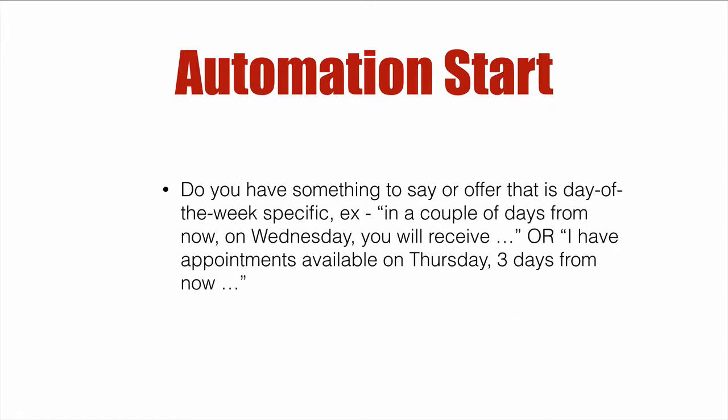Now, what's nice about keying off of a specific time, for instance, day of the week, which is what we're going to do in the automation here, is you can confidently use other time frames in your email. So for instance, if you start on a Monday and the very first email comes out and says, in a couple of days from now on Wednesday, you know that's accurate. Sure, they may not open the email right away, but when you sent it, that was very much accurate. Or I have appointments available on Thursday, 3 days from now. So let's dive right in.